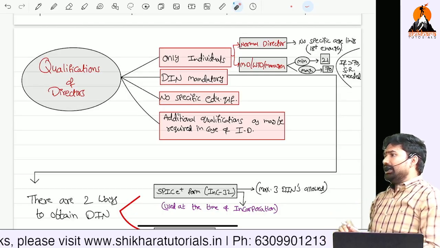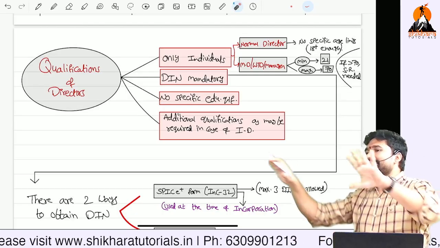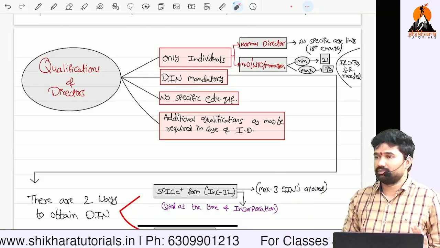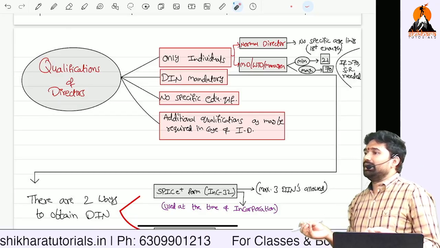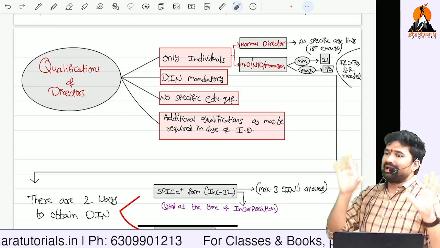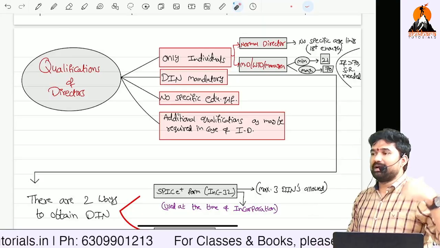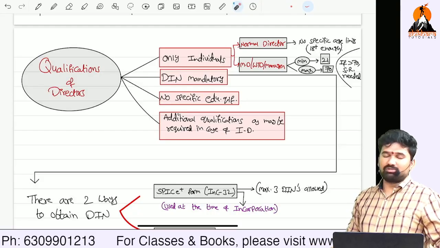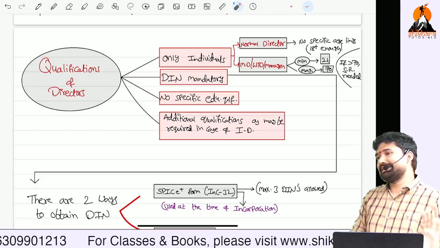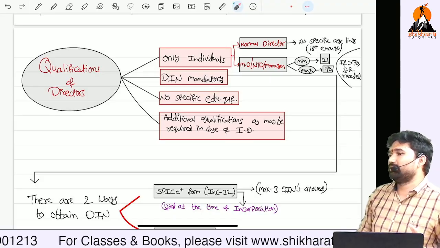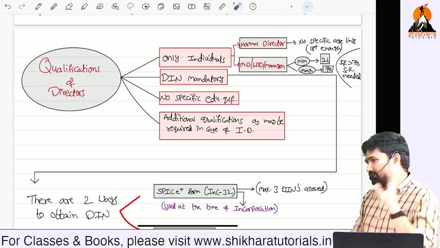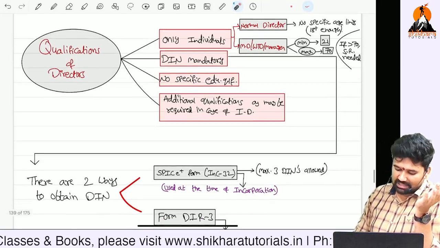So, the minimum age requirement for a normal director is 18, with no maximum disqualification. Minimum age requirement for an MD or WTD or manager is 21 years. After 70, no disqualification. You are still qualified to act as MD or manager or WTD, but the only thing is a special resolution in the meeting should be passed. That is the only requirement. That's it. Next one, DIN mandatory.